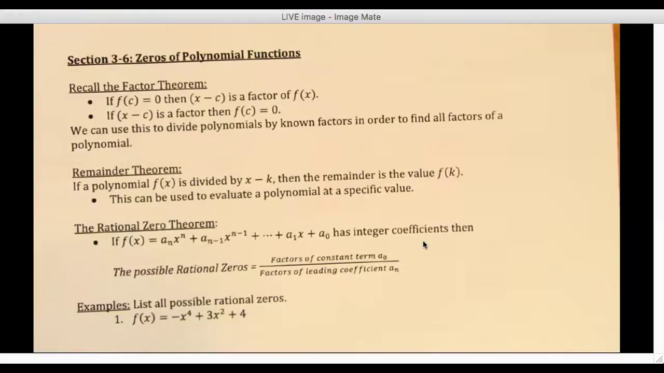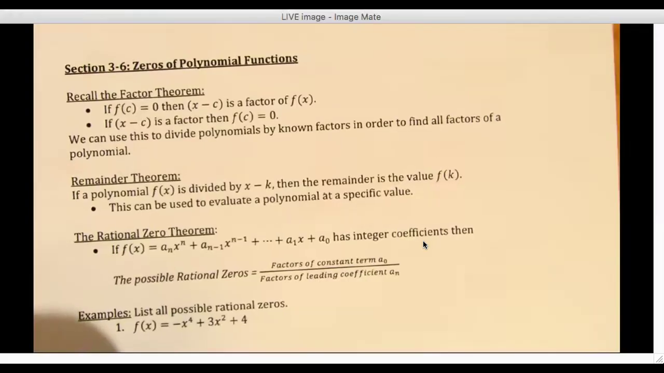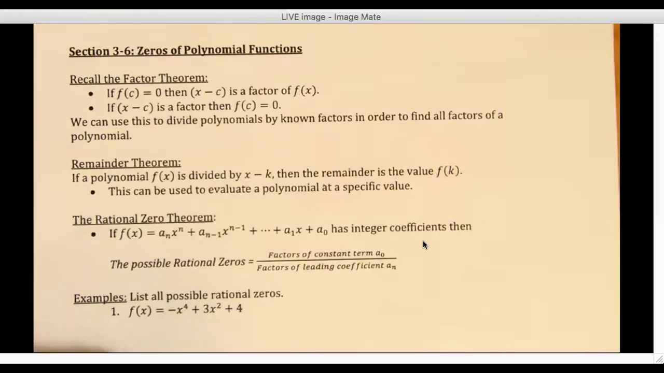All right, so this is section 3.6, and we are going to be looking at zeros of polynomials and specifically what is called the rational zero theorem or rational root theorem. If we are continuing on our journey of looking at polynomials and trying to figure out what their graphs look like, one of the things we will need to do is to be able to find what their roots are, or where it crosses the x-axis. And so we are going to be using this rational root theorem.